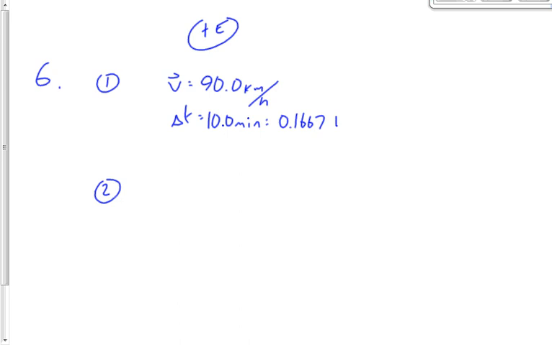Okay, let's do stage 1 first. The velocity in stage 1 is 90.0 kilometers per hour if we define east as positive. The time here is 10 minutes, which I converted to hours. I get 0.1667 hours. In stage 2, the velocity was 100 kilometers per hour, but it was west, so we're going to make it negative. The time was 30 minutes, and that's a nice easy conversion to hours there. I got 0.500 hours.